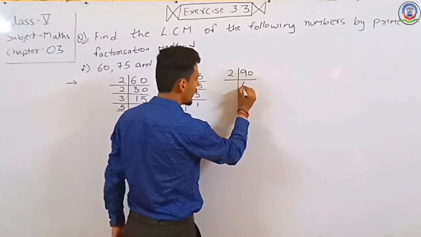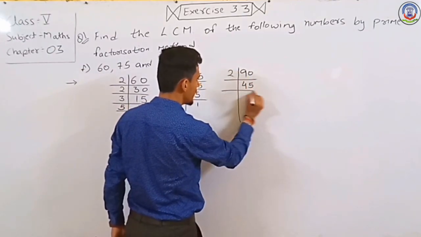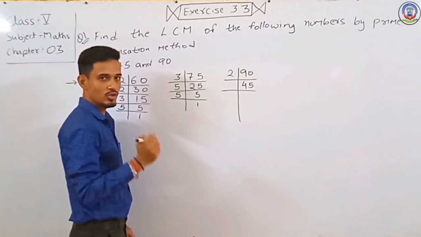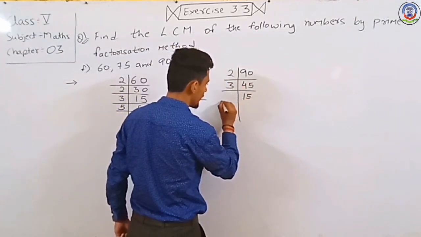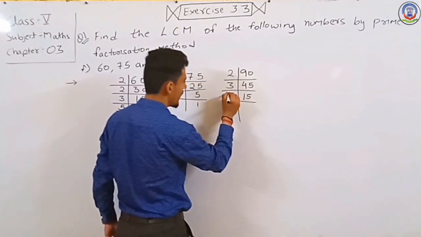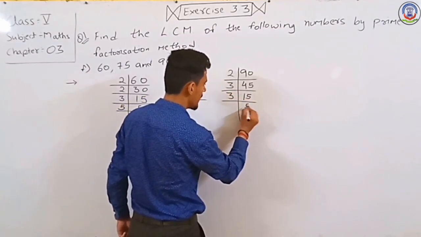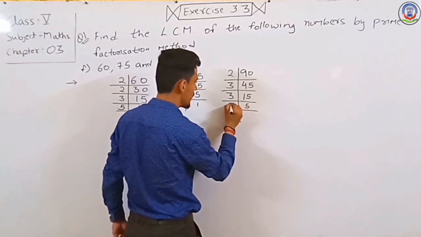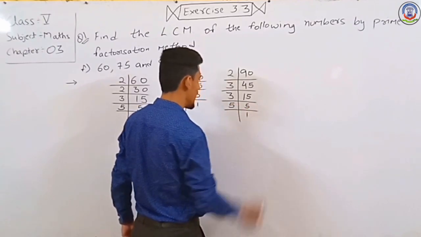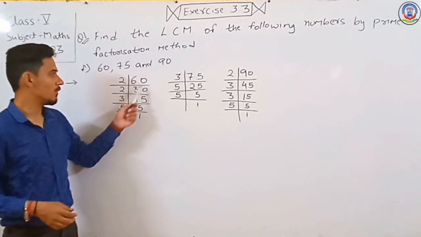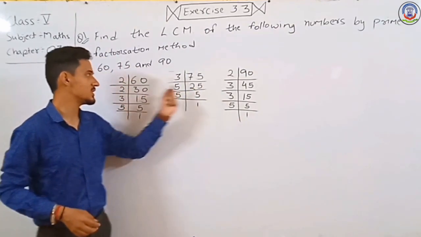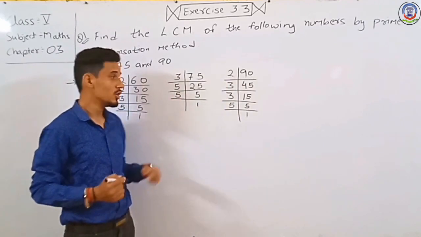45 times. Next it is divisible by 3, so we write here 3, 15 times. Now 15 is divisible by 3, 5 times, and 5 is divisible by itself, that is 1 time. So that's how we can find the prime factors of these numbers, that is 60, 75 and 90.